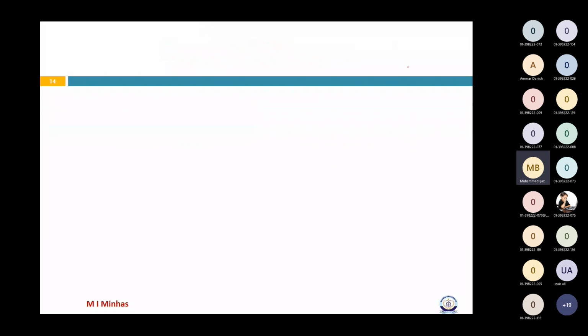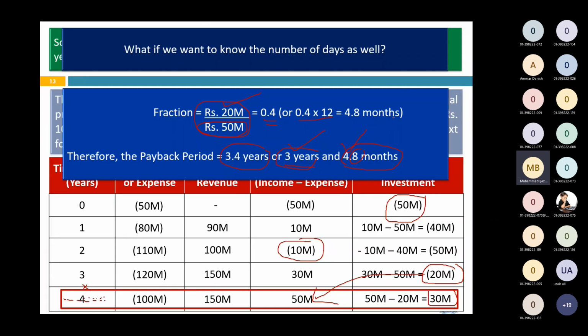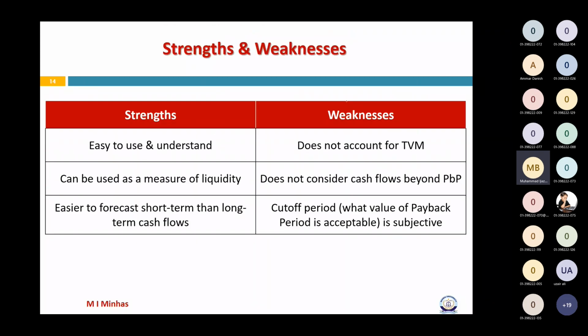Okay, now we are done with the basic level of calculations. Now let's try to consolidate this concept further. Now, strengths and weaknesses. The first strength is, it is very easy to use and understand. This is basic subtraction, as a matter of fact. We invest something and then we start subtracting whatever we have recovered. And at the end of the day, we say, okay, this is the time period during which we were able to recover the whole amount.